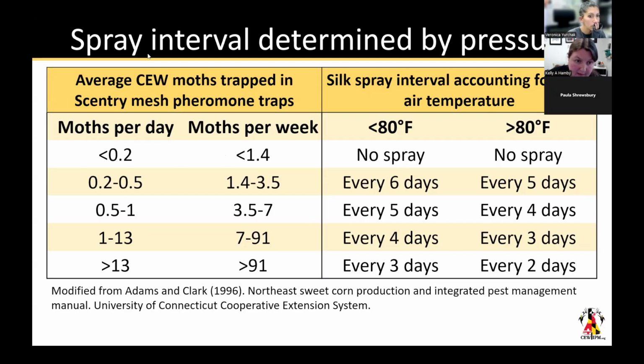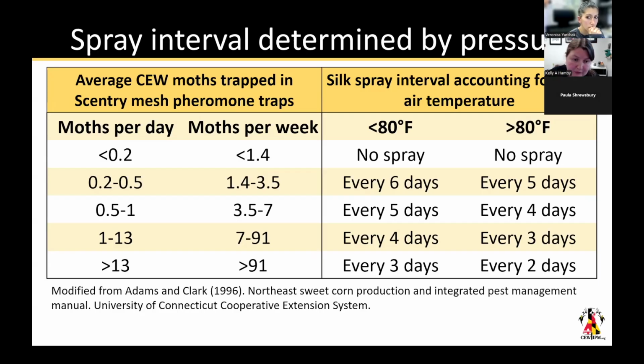is that depending on which trap you are using, the threshold is slightly different. So we have a pretty conservative trap threshold if you're using the Sentry Mesh Pheromone Trap with a Hercon lure: less than 0.2 moths per day is what you need for not spraying, with greater than 13 triggering tighter spray intervals. So that's not that many moths that you have to capture.